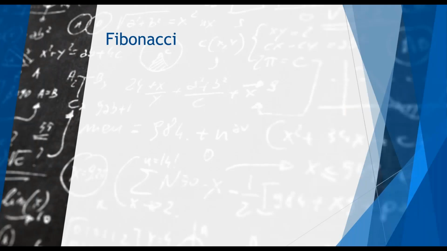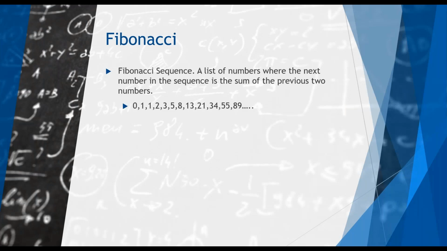All right, Fibonacci. So what is it and what is it about? The Fibonacci sequence is really just a list of numbers where the next number in the sequence is the sum of the previous two numbers. And so you can see here 0, 1, 1, 2, 3, 5, as we continue to go higher and higher.